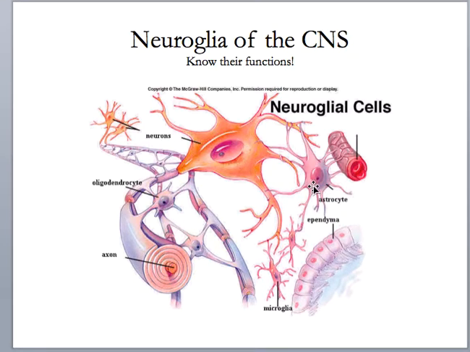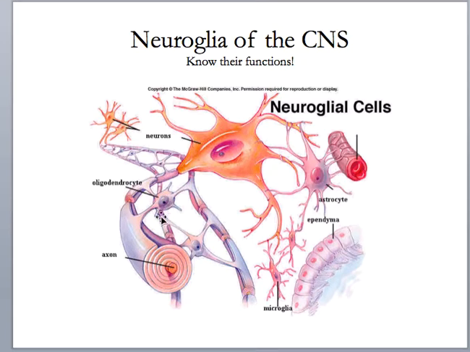And so they maintain ionic composition. They help regulate which substances from the blood actually get to the neurons of the central nervous system, and help metabolize glucose. So they have a nutritive function as well as maintaining that blood-brain barrier.